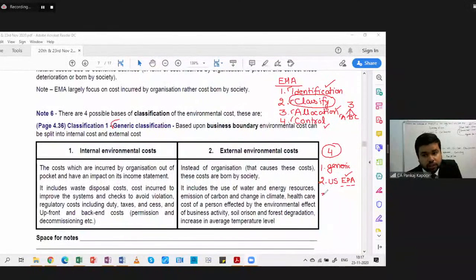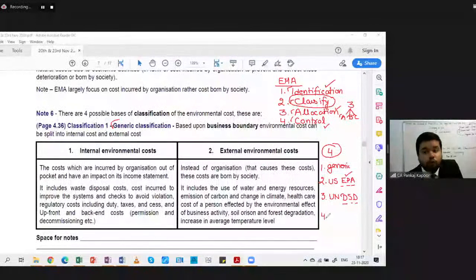Moving further, the third methodology, friends, is given by the United Nations. It is a department of the United Nations. What is its name? Division for Sustainable Development, DSD. They also gave a formula for how we can classify. They also give a categorization of how we can classify the environment related cost.